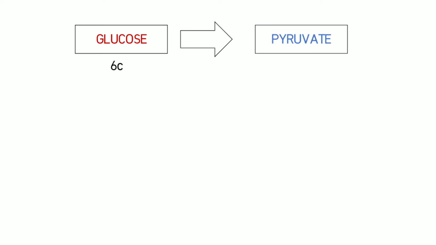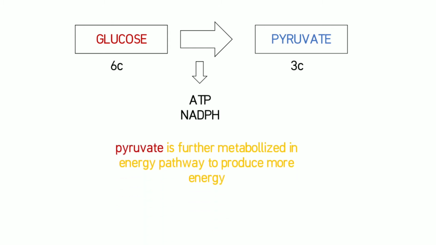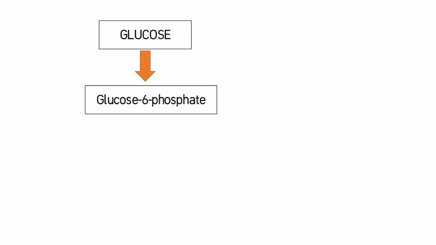Okay, so in glycolysis, one molecule of glucose is broken down into 2 pyruvate. Pyruvate is a 3-carbon compound. As a result, it produces ATP and NADH, or what we call nicotinamide adenine dinucleotide hydride. And this pyruvate is further metabolized in the energy pathway to produce more ATP. Okay, so glycolysis involves 9 distinct reactions. It starts from the conversion of glucose into glucose 6-phosphate.